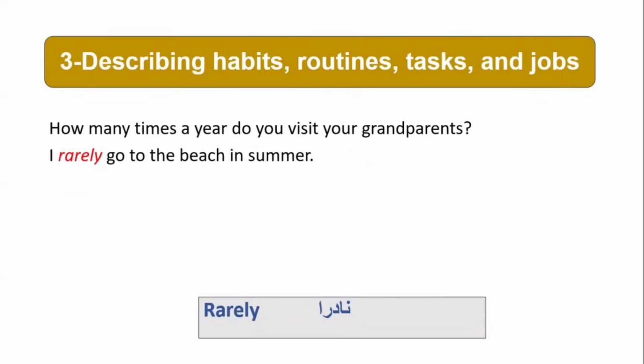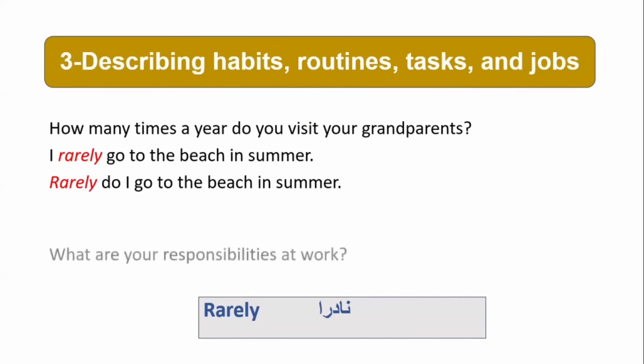Okay. So if I start the same sentence with rarely, I will do it like this. I will rearrange the sentence to make it look as if it's a question. So I will say, rarely do I go to the beach in summer. Okay. And this is what we call in English inversion.